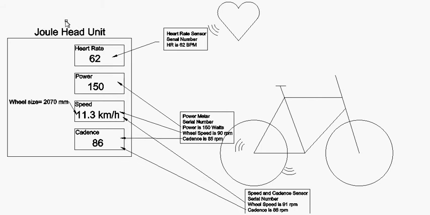I talked to the people at PowerTap about their Joule head unit. They told me that the Joule head unit will give priority to the speed and cadence sensor, so that if it gets data from both places, it will show the speed and cadence sensor data instead of the data that came from their PowerTap hub. So that's what we would see in this case.